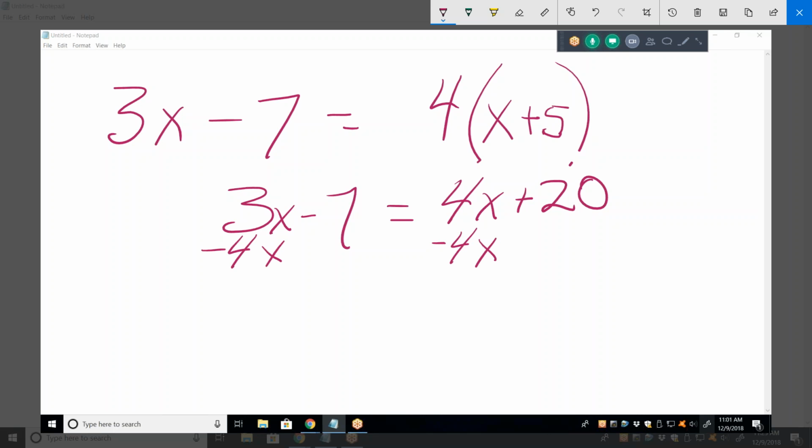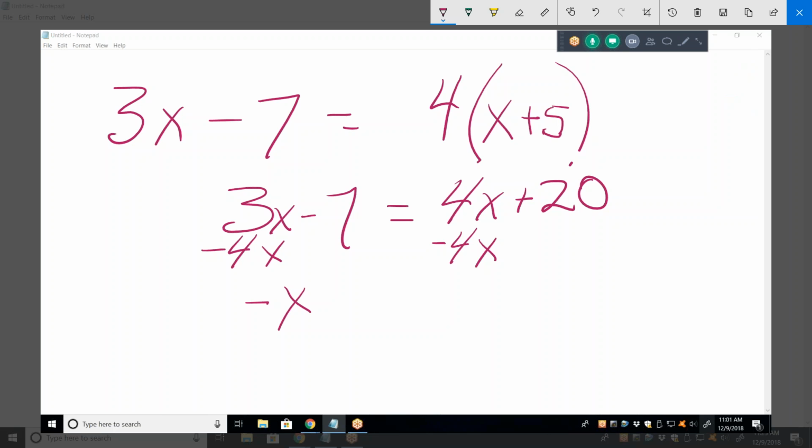1x is -1x, negative x. Don't say the 1 if you don't have to. As long as that 1 is a coefficient, don't say it. If it's standing out by itself, like +1 or -1, then you've got to say it. But if it's multiplying something, like a variable, like x, you don't say it.